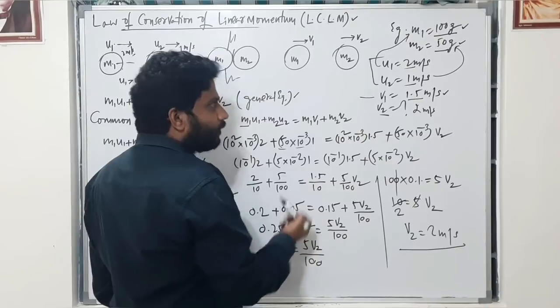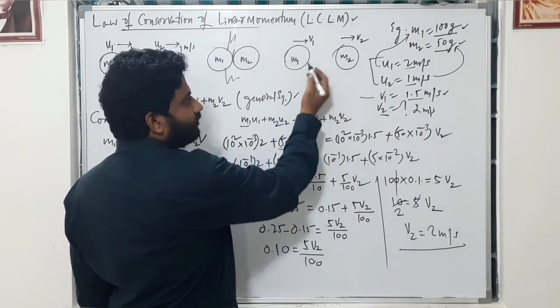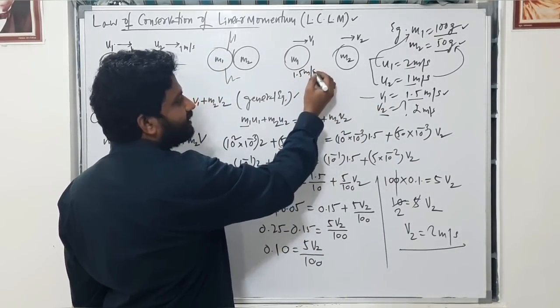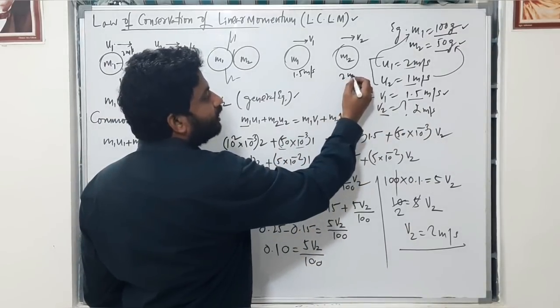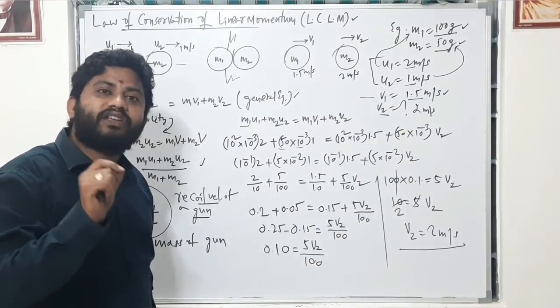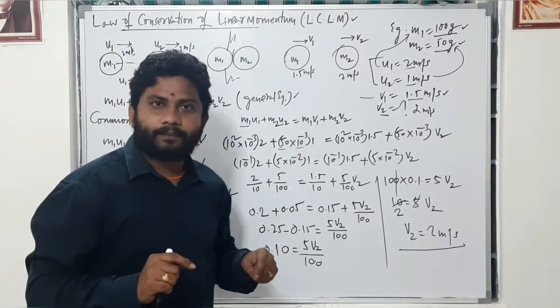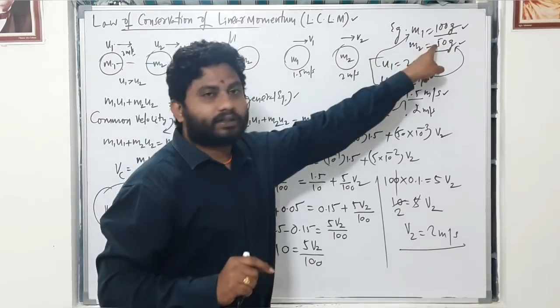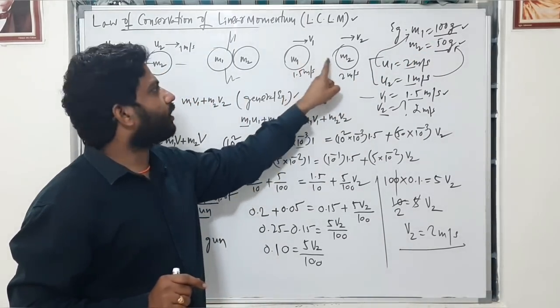V1 is how much? For example, let me write these values here. V1 is 1.5 meters per second. V2 is 2 meters per second. Which is moving faster? First body or second body? The second body is running faster. So this body is running slower comparatively.